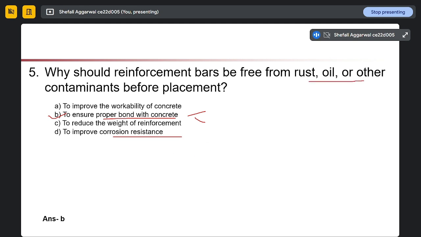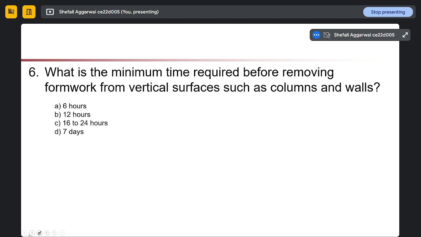Okay, if there are no doubts, then we will go to the question and answer session. The first question is, choose the material which has similar coefficient of thermal expansion as that of concrete. Steel, bamboo, plastic, paper.